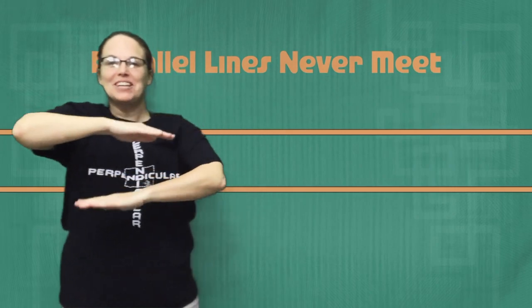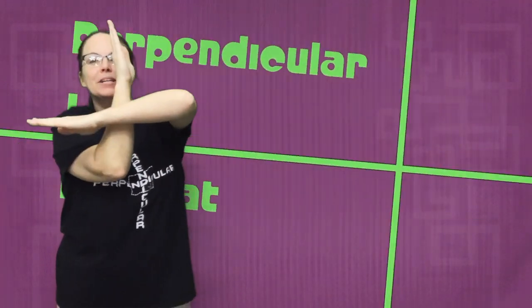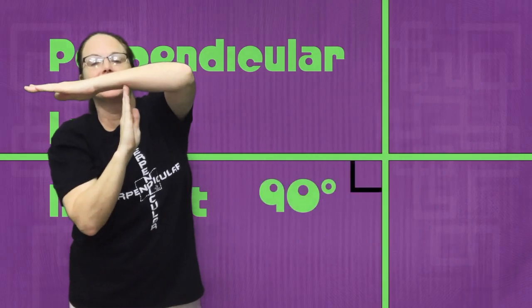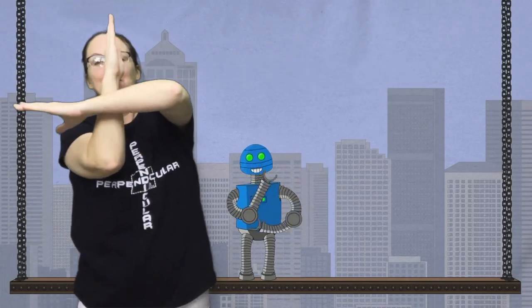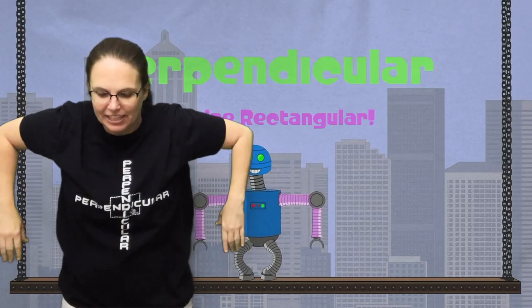Parallel lines never meet. Intersecting lines make V's. Perpendicular lines meet at 90 degrees. Put your hands in the air with me. Parallel, intersecting, perpendicular, rectangular.